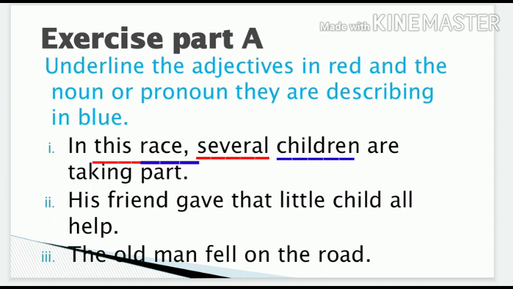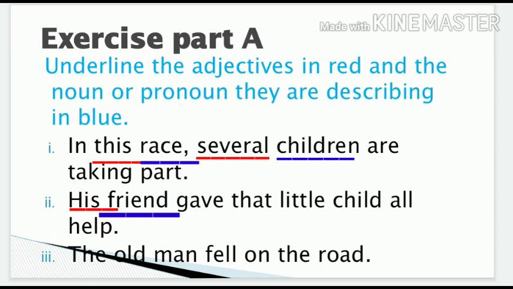Next sentence: his friend gave that little child all help. In this sentence, the word his is describing the noun friend. So friend is a noun, we have underlined it with blue, and his is the adjective, we have underlined it with red. And little child: here little is an adjective, so underlined with a red line, and child is the noun which is described, so underlined with blue.